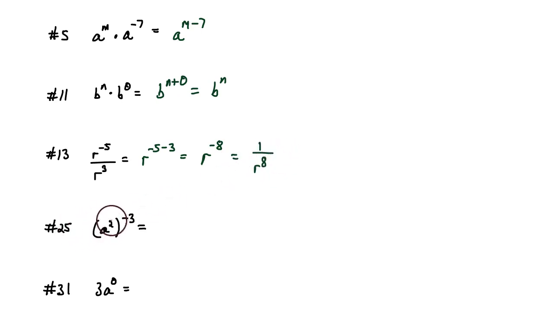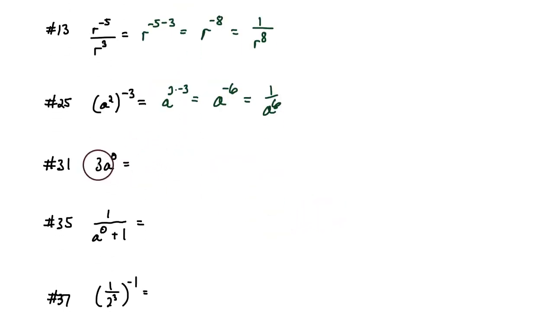Number 25, we have a power in the parentheses being raised to another power. We learned this in the last chapter. You multiply those exponents together. This is a to the -6. And if you go farther, you would get 1 over a to the 6.